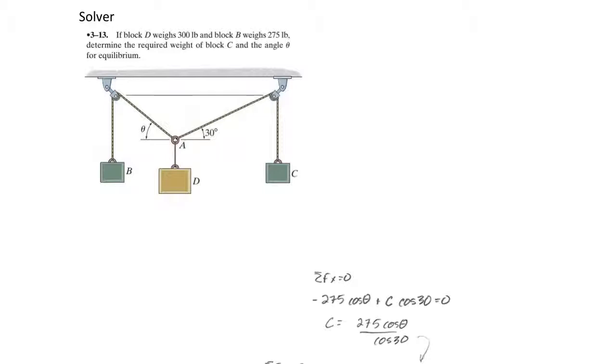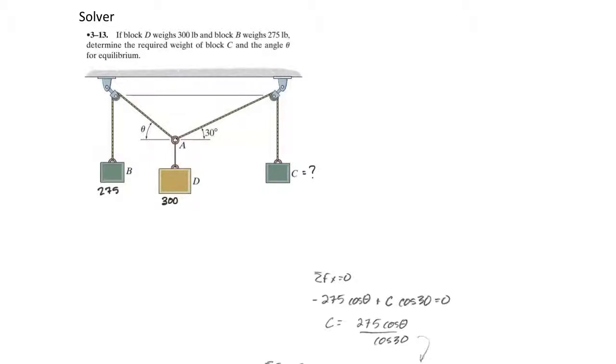313 here, where we have 3 weights actually, and let's just go ahead and put them on here. This one weighs 275 pounds, this one weighs 300 pounds, and this one is a mystery, and this angle theta is also an unknown. Alright, the system is in equilibrium, and our objective is to find out how much the block C weighs and find that missing angle theta.